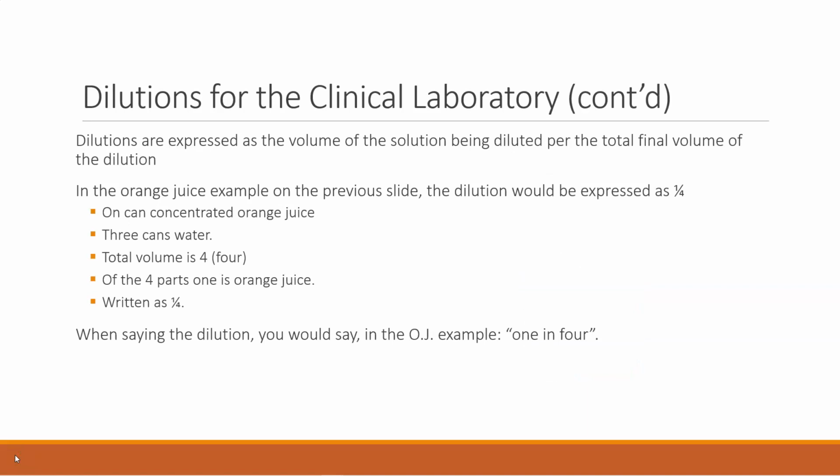Dilutions are expressed as the volume of the solution being diluted per the total final volume of the dilution. So for example, in the orange juice example, the dilution would be expressed as 1 over 4. We had 1 can of the concentrated orange juice. We added 3 cans of the diluent, which is the water, and mixed it up. So the total volume when I added the 1 can plus the 3 cans is 4. Of the 4 parts, 1 is orange juice. So what this is written as is 1 in 4.